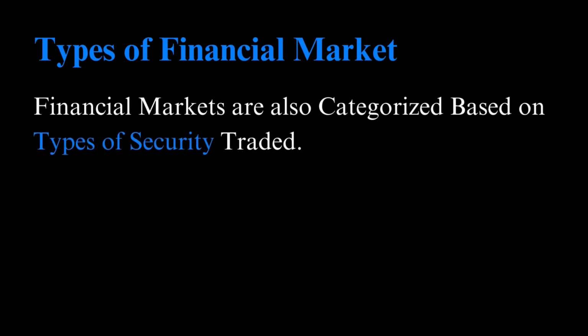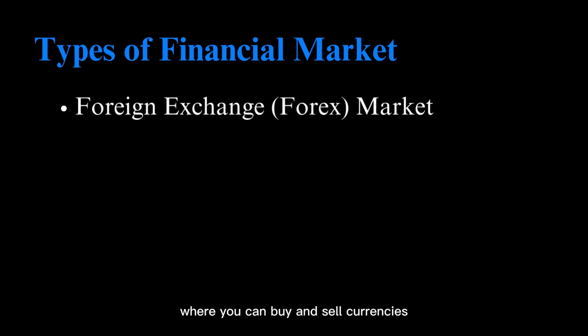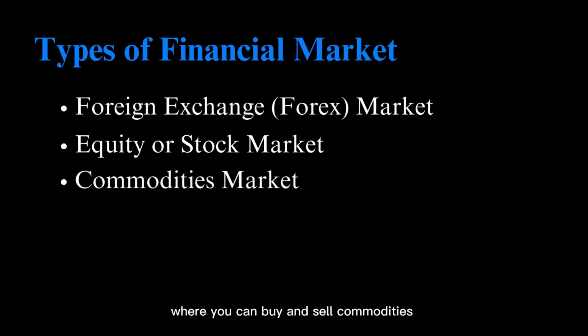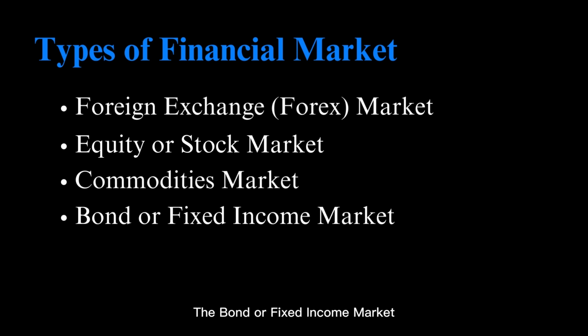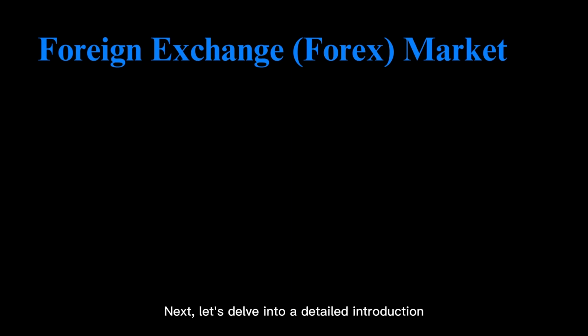In addition, financial markets are also categorized based on the type of security traded, such as the foreign exchange or Forex market, where you can buy and sell currencies like the euro and the dollar. The equity or stock market, where you can buy and sell shares of companies like Nike, Apple, Tesla. The commodities market, where you can buy and sell commodities like grains, oil, gold, coffee. The bond or fixed income market, where you can lend money to governments or corporations. The derivatives market, where you can trade financial contracts that obtain their value from an underlying asset like the above four. Next, let's delve into a detailed introduction of these financial markets.